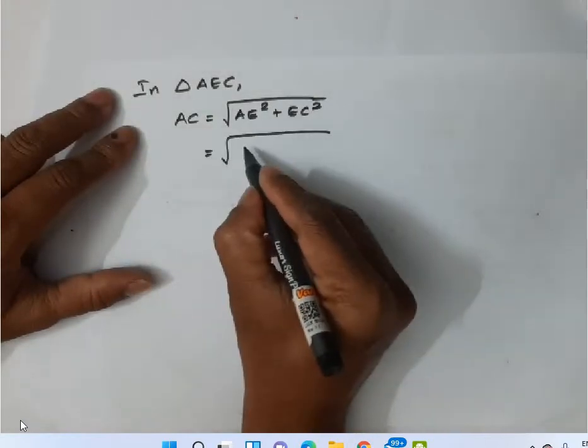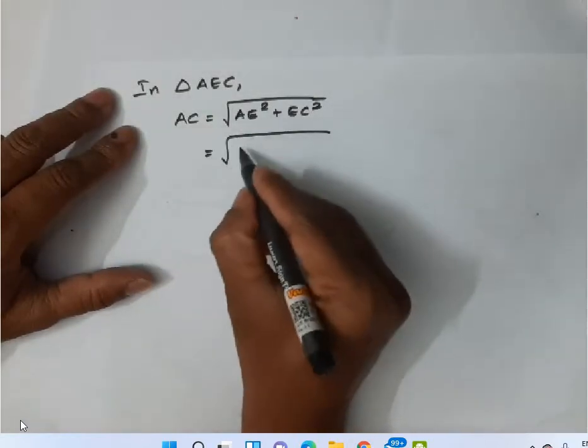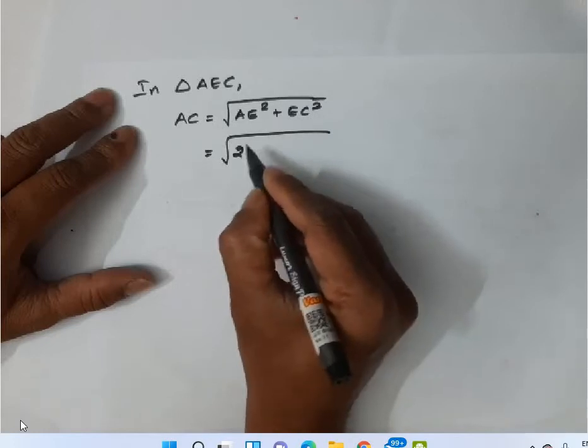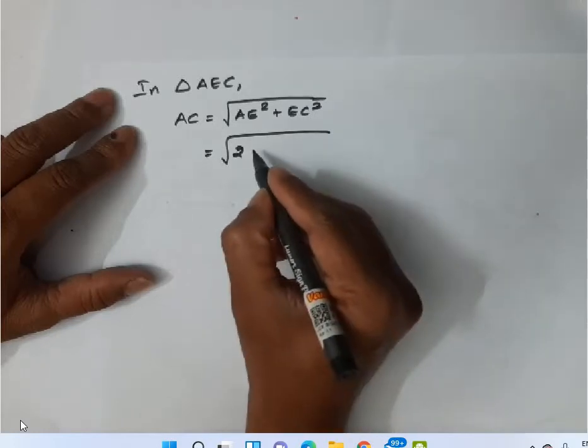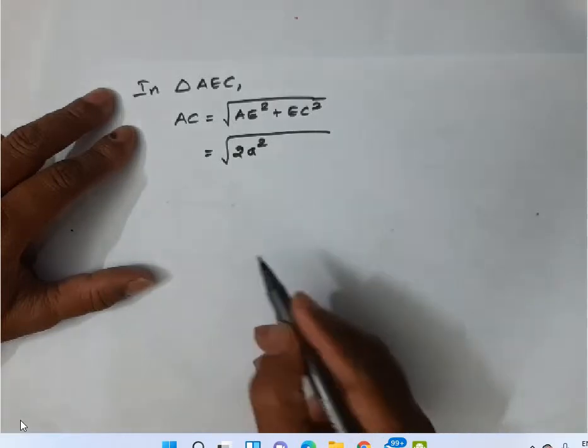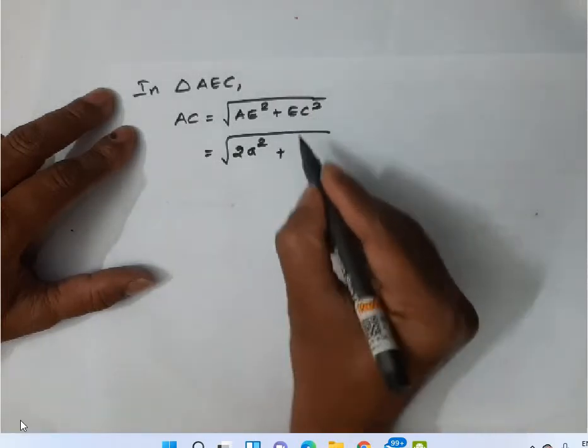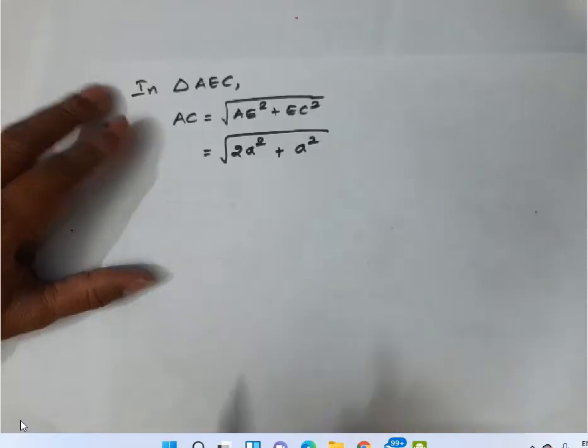So what will I get? AE is root 2 A square. If I square it, I'll get 2. Root 2, if you square it, you'll get 2. Then A on squaring, you'll get A square. Plus EC is edge length. Edge length is A. Take the square, A square.